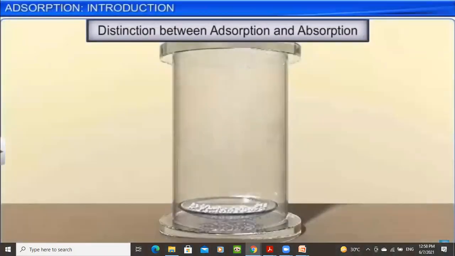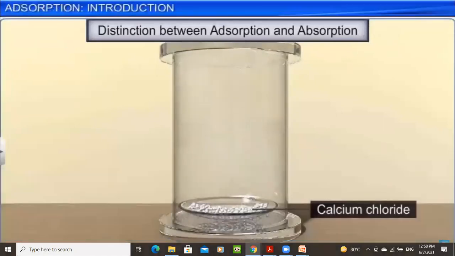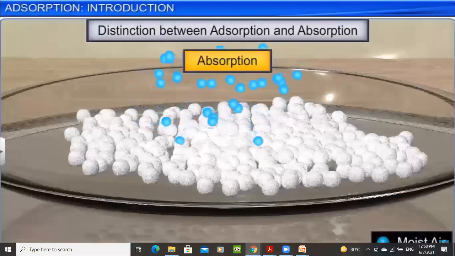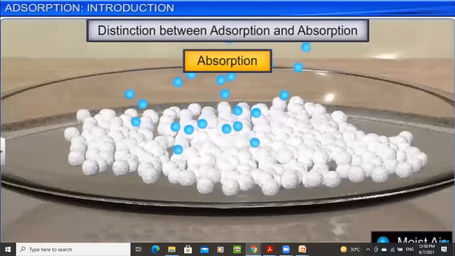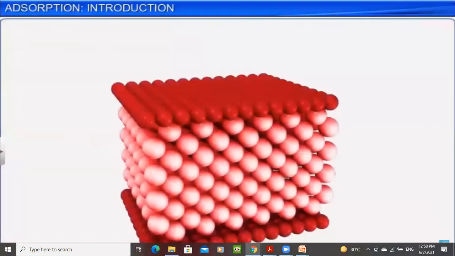But what happened in the absorption? If I take calcium chloride and put it in a chamber, what happened? It absorbs the water that is present there, and that makes it soft. Earlier it was a powder-like substance, but now when water gets absorbed inside it, it becomes soft.